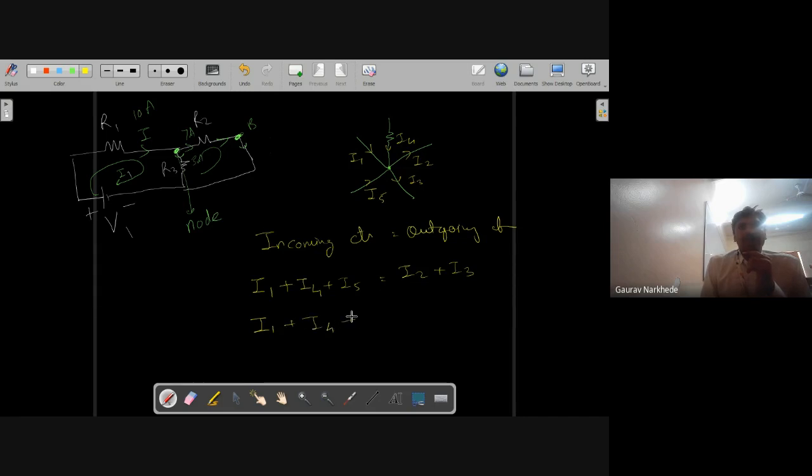Now let us suppose I write the equation arithmetically. I take I2 and I3 to the left hand side, so they become minus, correct? So in this equation I am treating incoming current as positive and outgoing current as negative.